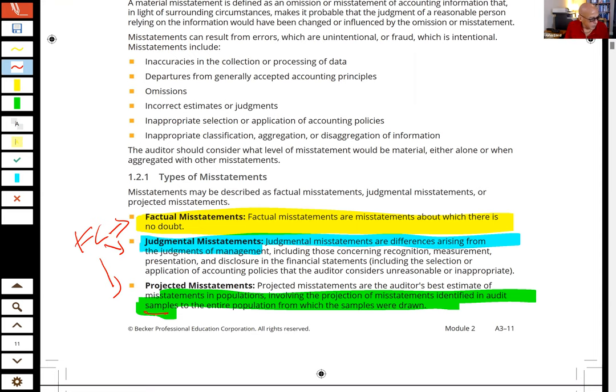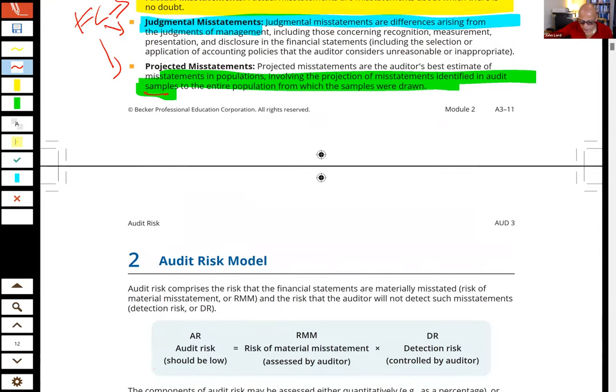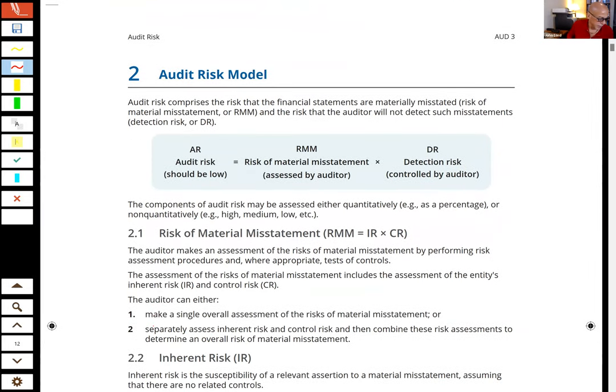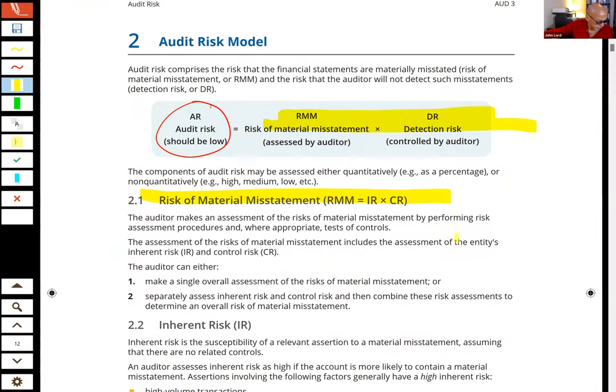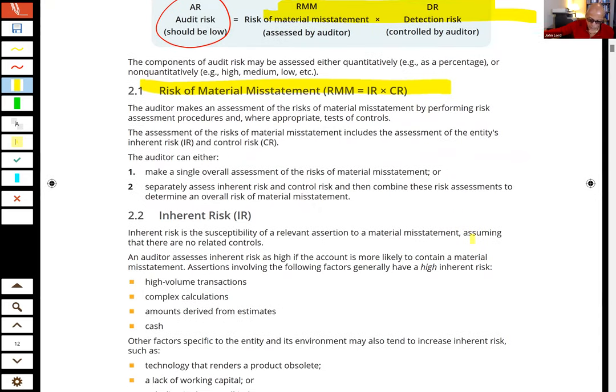Okay, now we take a look, and we've already seen this in the slide that I gave you. Audit risk is equal to the risk of material misstatement times the detection risk, right? Now, when we talk about the risk of material misstatement, we have seen that that is the interaction between the inherent risk and the control risk. And so let's understand the elements of the risk of material misstatement a little bit more, just seeing where it is in the textbook.